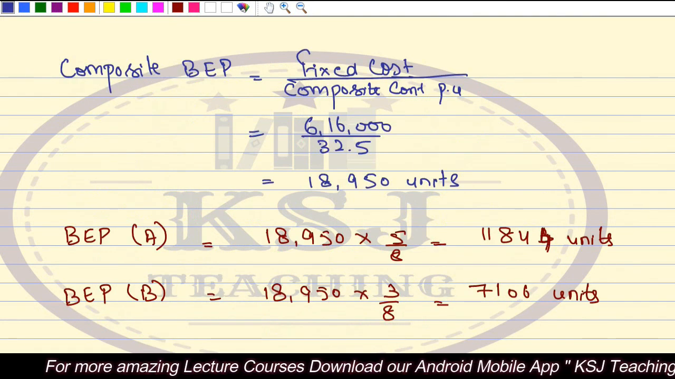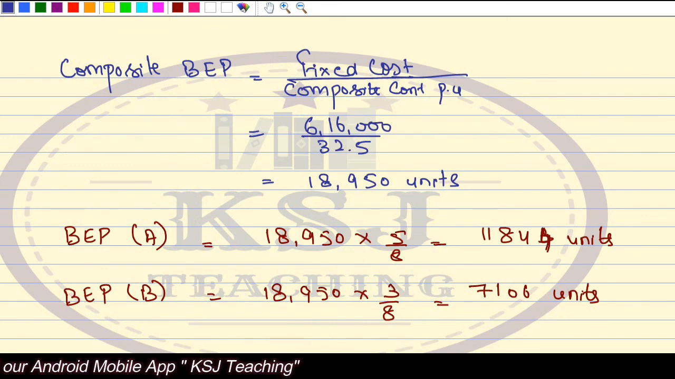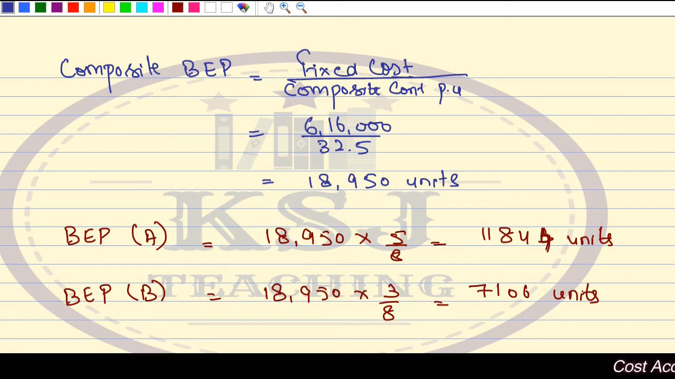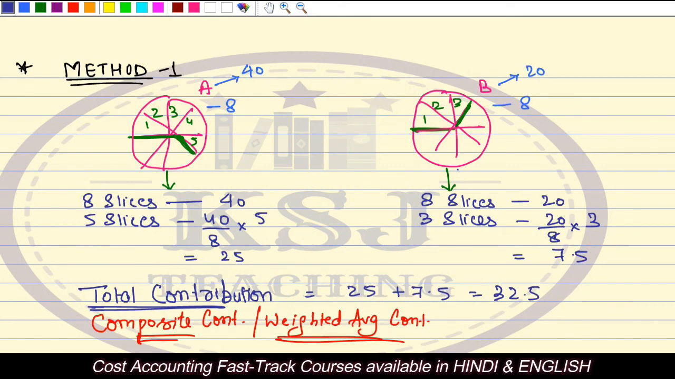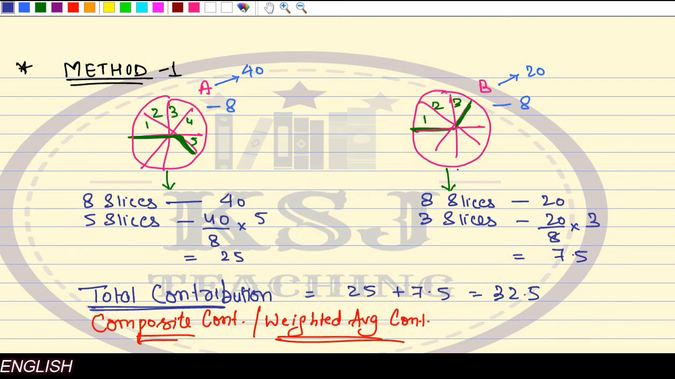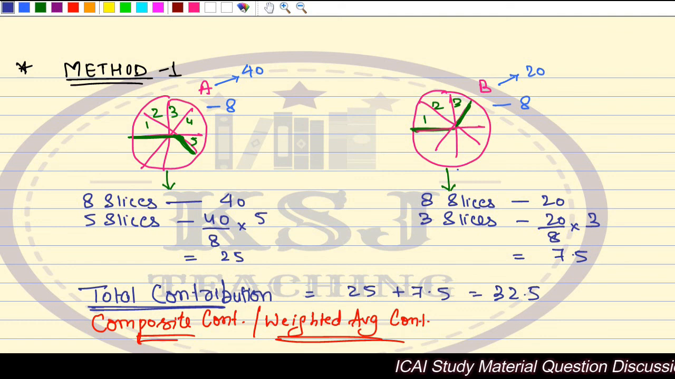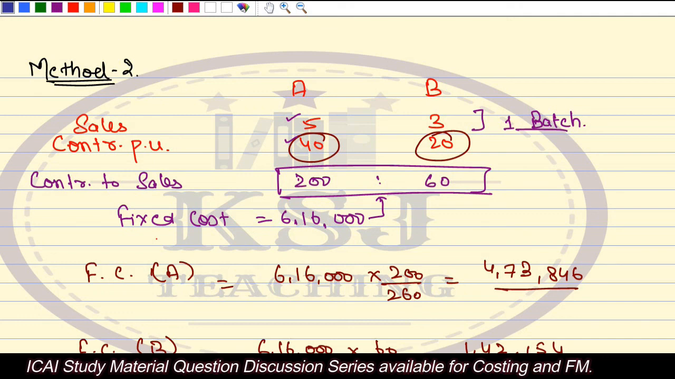Now be careful about one thing. If the question says that you have to calculate the overall break-even point of the firm, in that case you will have to apply method 1 only. In case you are asked for the break-even point for the individual products, then you can apply any of the methods that you wish. So we are done with the break-even point.